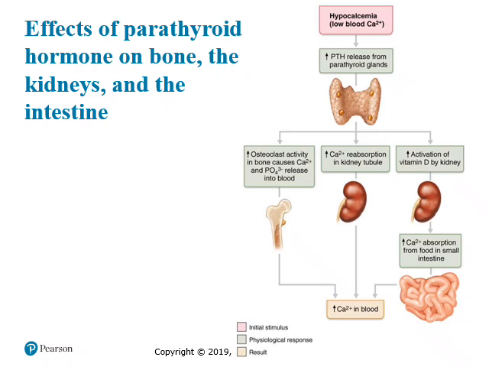Now, 75% of filtered phosphates are reabsorbed in the proximal convoluted tubule, and the parathyroid hormone inhibits this by decreasing the TM of the phosphate. The reabsorption of phosphate is also affected by insulin. Actually, it increases the reabsorption of phosphate. And glucagon, it decreases the reabsorption of phosphate.